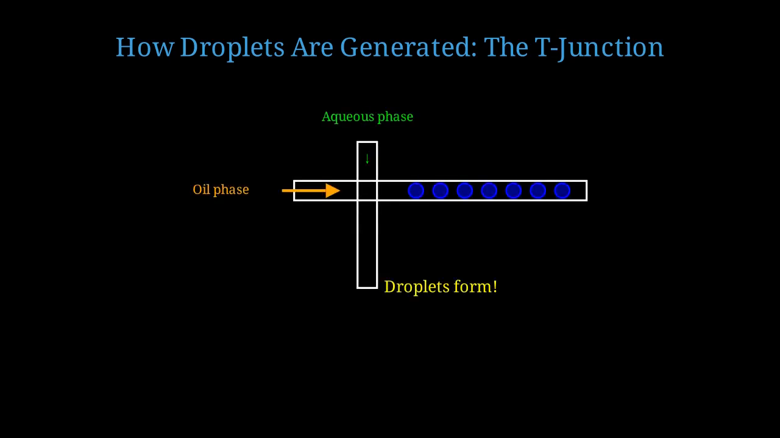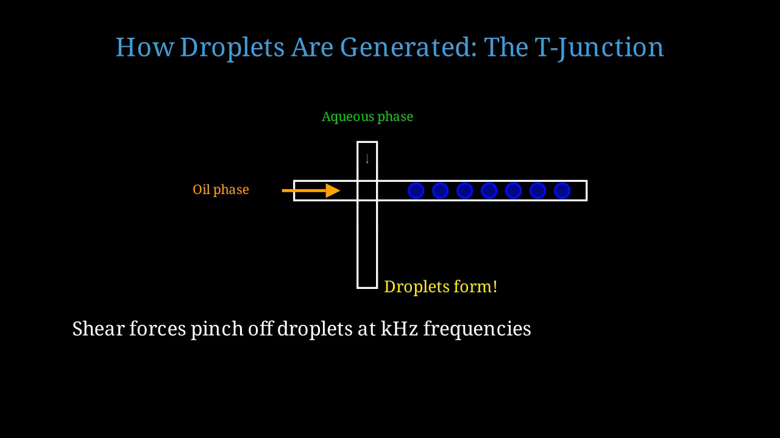So how do we actually generate these droplets? The most common method is using a T-junction geometry in a microfluidic chip. In a T-junction, you have 2 immiscible fluids, typically an aqueous phase containing your reagents and an oil phase that acts as the carrier fluid. The aqueous phase flows vertically down, and the oil phase flows horizontally. When the aqueous stream enters the oil flow, shear forces pinch off tiny droplets at incredibly high frequencies, often in the kilohertz range. That means thousands of droplets per second.